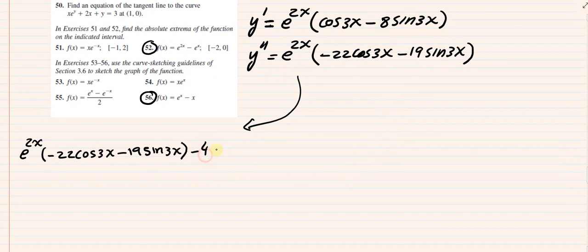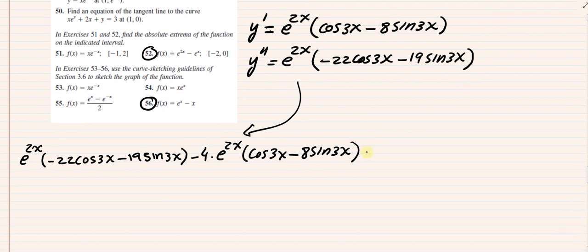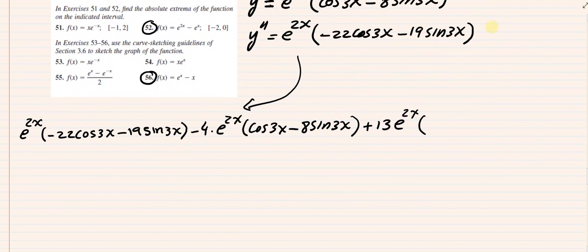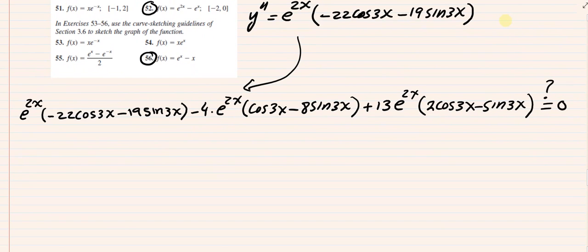That's going to be negative 4 times e to 2x multiplied by cosine 3x, negative 8 sine 3x. Okay, and then it was plus 13y. Y was the proposed solution, e to 2x times cosine 3x, negative sine of 3x. There you go, equals 0. We need to verify it, so I'm just going to put a question mark. Will all of that equal 0?